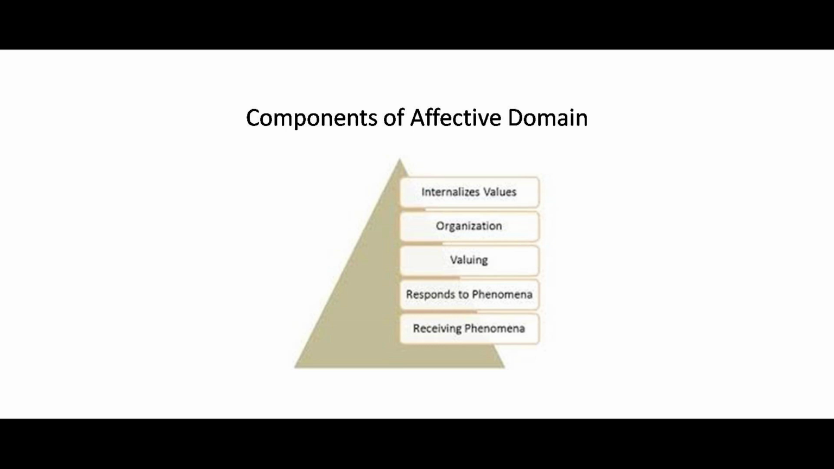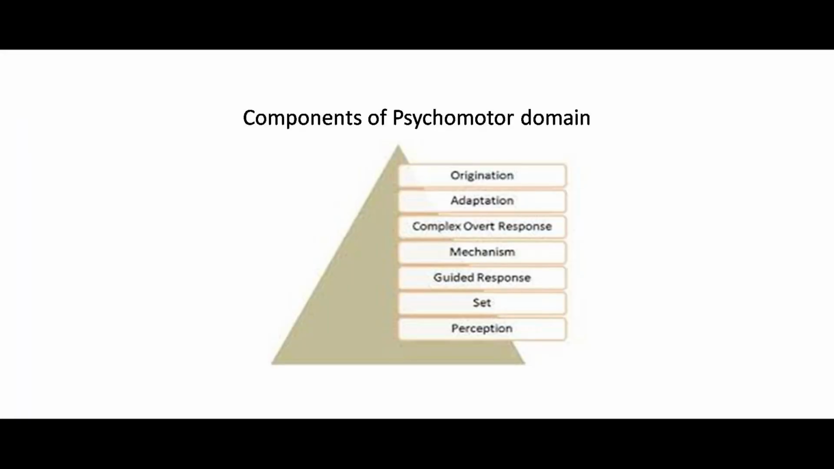The 5 major categories are listed from the simplest behavior to the most complex, that is receiving, responding, valuing, organizing, and characterizing. The next domain is the psychomotor domain. The psychomotor domain includes the physical movement, coordination, and the use of motor skill areas. Development of these skills requires practice and is measured in terms of speed, precision, distance, procedures, or techniques in execution. The components of psychomotor domain are perception, guided response, complex overt response, adaptation, and origination.